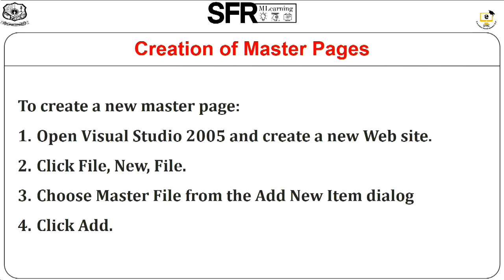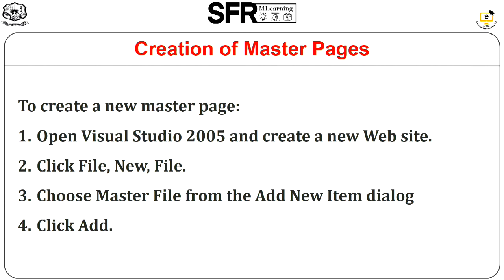By clicking Add New Item, a dialog box appears with a list of templates. In that we have to select master page from the list of templates. Give the master page a name and click Add. After selecting the master page in the list, we have to give a name for the master page we are going to create for this application, and click Add so that the master page will be added to our application.